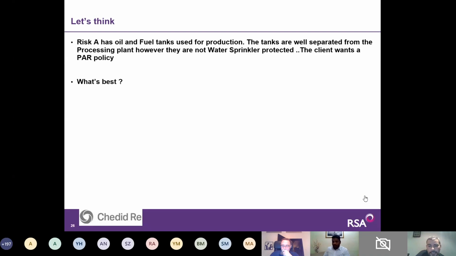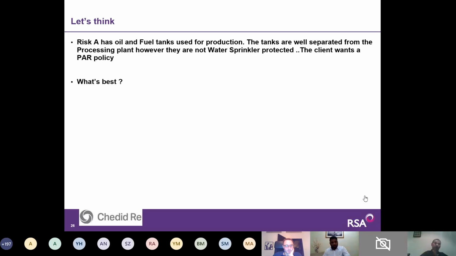Can we start thinking together on this example? We have risk A. Let's say it's a cement plant. They have oil and fuel tanks. Yes, they use oil, mazot, whatever, fuel used for production. The tanks are well separated from the processing plant. However, they are not water sprinkler protected. The client wants a PAR policy.